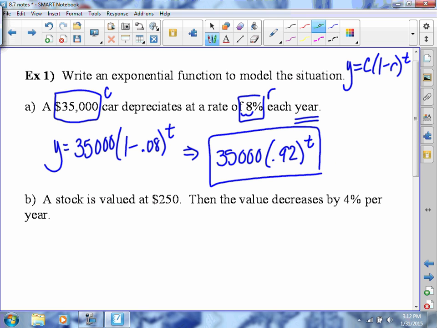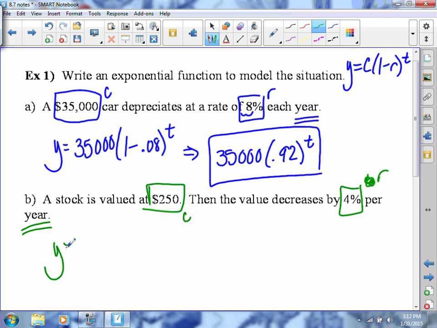Okay, for part B, you have a stock that's valued at $250. Then the value decreases by 4% per year. So again, we have an initial amount and we have a rate. Whoops, that's R, not T. But they don't tell us how many years this is going to go on for.